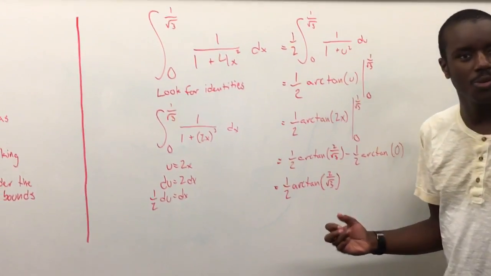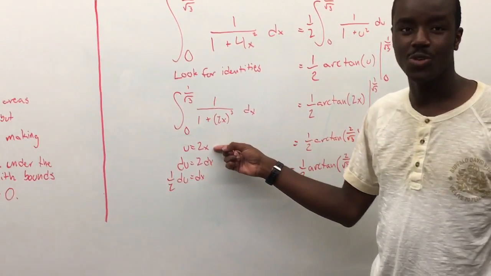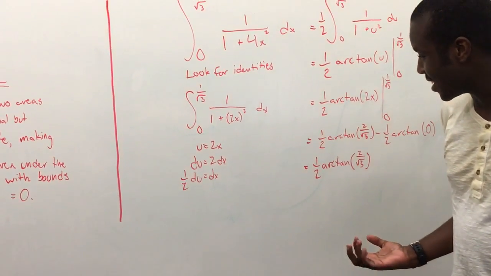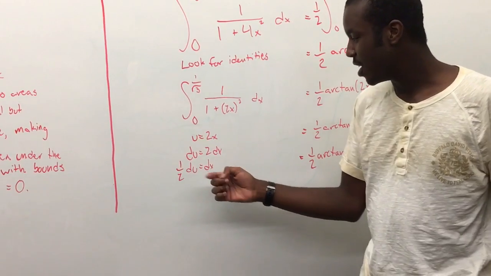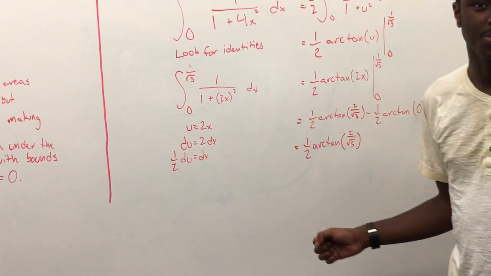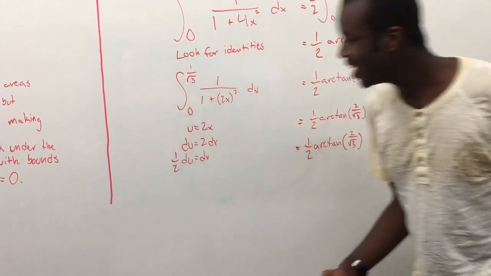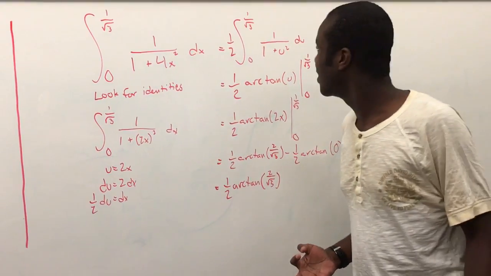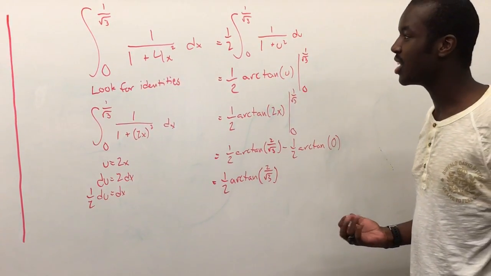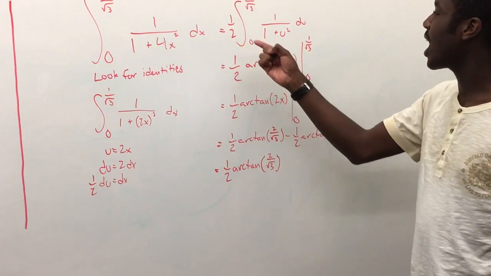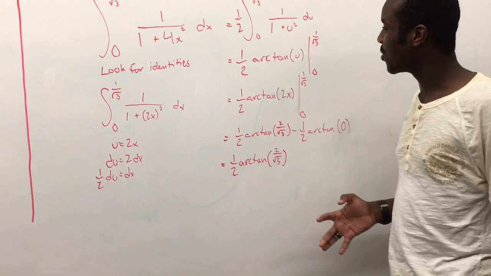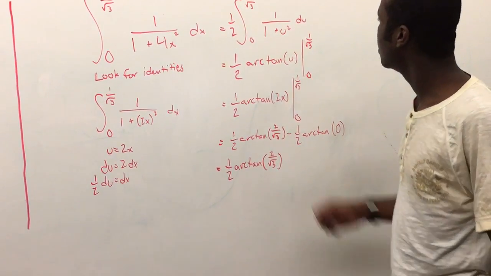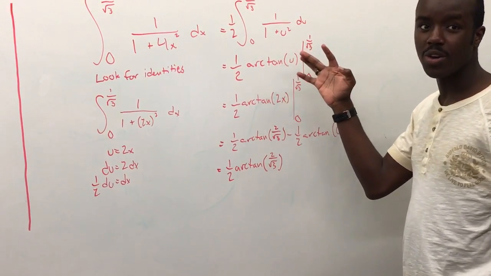So for our u, we can take u to be 2x, and our du is 2 dx. And since we want to make dx alone, we can say 1/2 of du is dx. And that'll make solving our integral even easier. So when we substitute u into the equation, we get 1/2 times the integral from 0 to 1 over the square root of 3 of 1 over 1 plus u squared du.